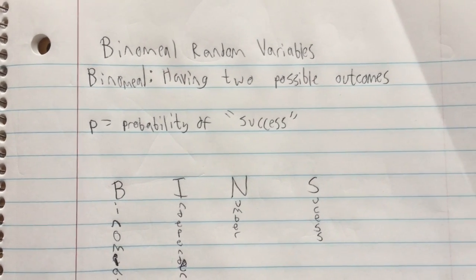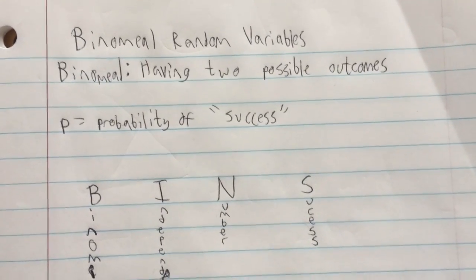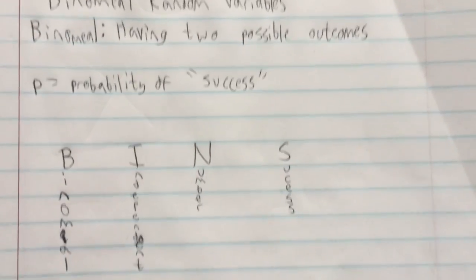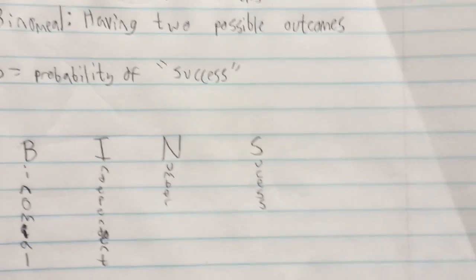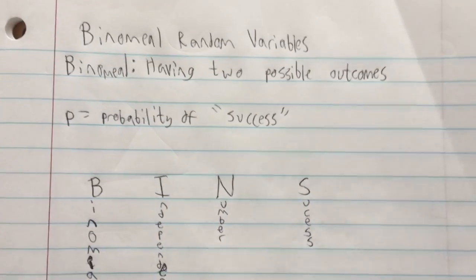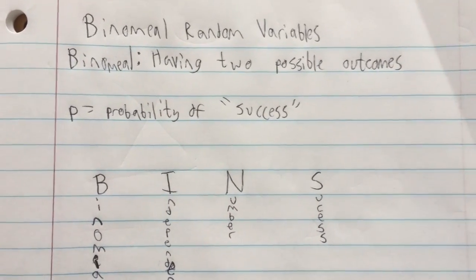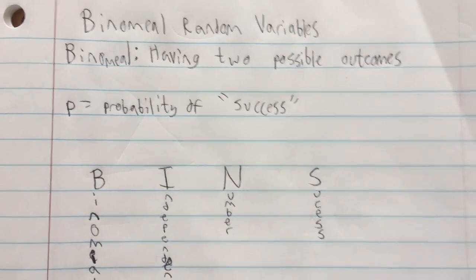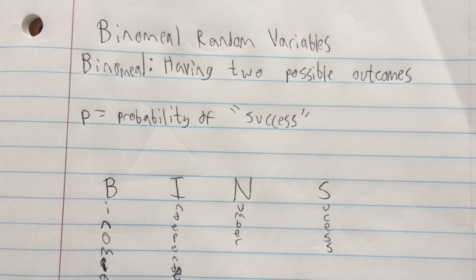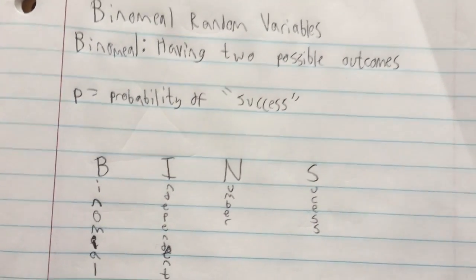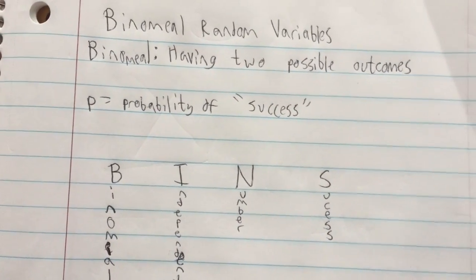Hello, today I'm going to teach you about binomial random variables. So binomial means that there are two possible outcomes. For instance, imagine flipping a coin. There is the outcome of heads and there's the outcome of tails. There are two outcomes and there's always going to be a set probability of each outcome. P is the probability of success, so in flipping a coin it would be 0.5 or 50%.